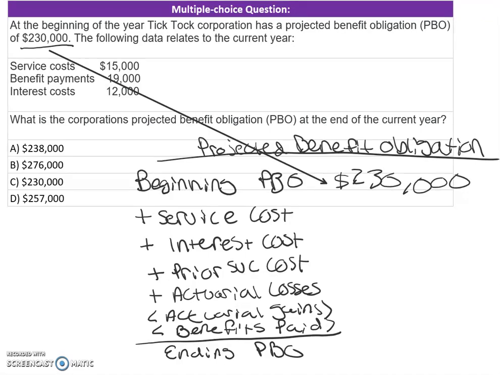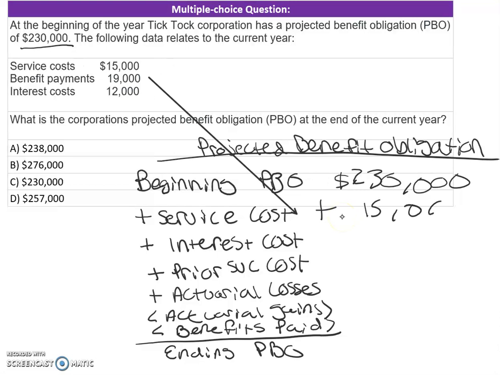These service costs are also going to go into effect. We have $15,000. These are just going to be the costs that are going to be occurring throughout the year. So basically, when somebody works throughout the year, they have accumulated more future benefit obligations when they do retire, and they are entitled to that payment. So we'll simply be adding the $15,000.